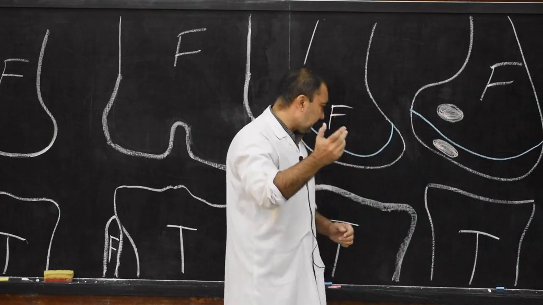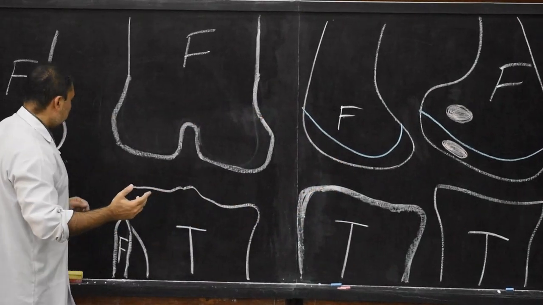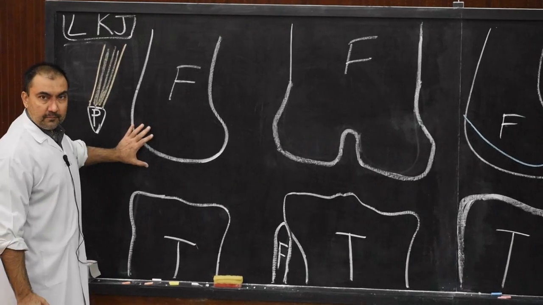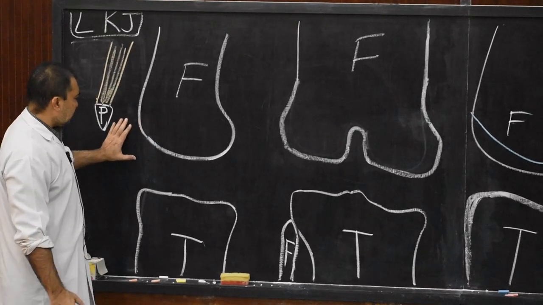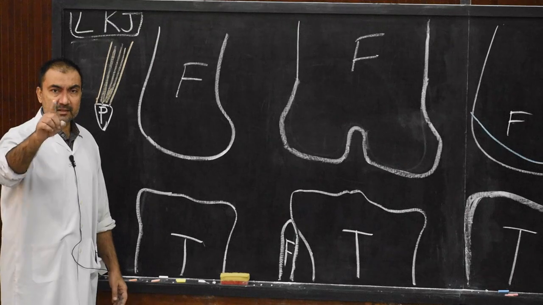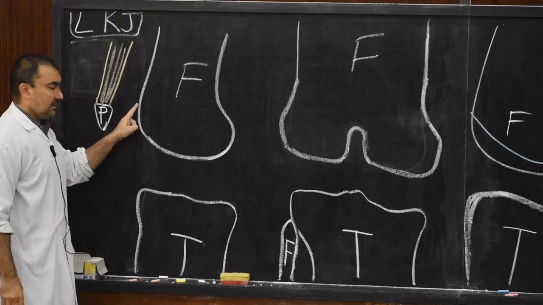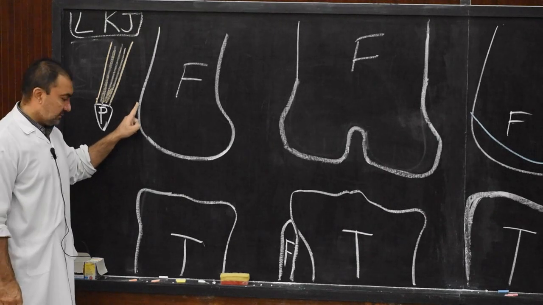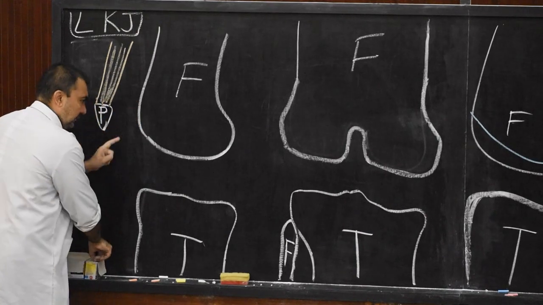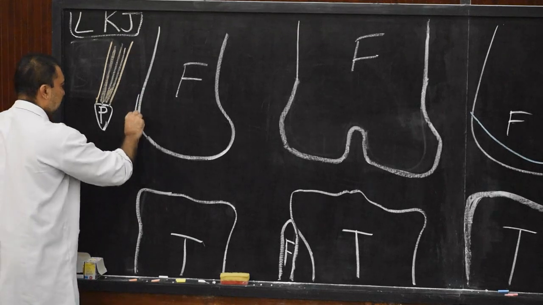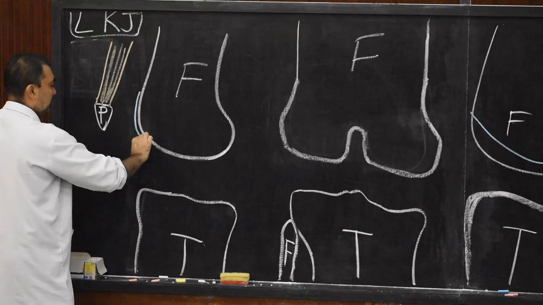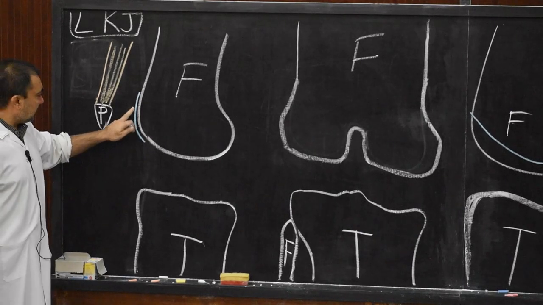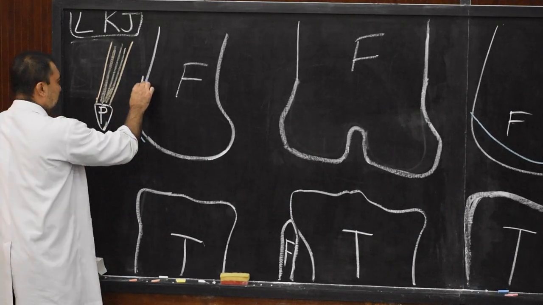So anteriorly, please come on this side. Now to show anteriorly, I will take the help of this diagram. Anteriorly, the same capsule will be attached on the patellar articular surface of the femur. So therefore, this capsule will be attached on the patellar articular surface of the femur here. This is how I will show the attachment.